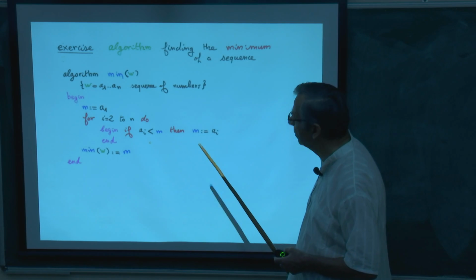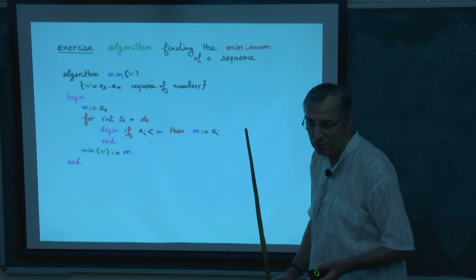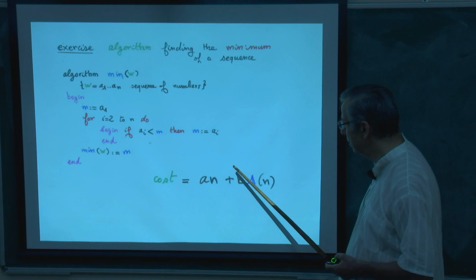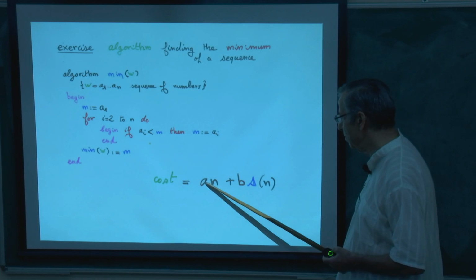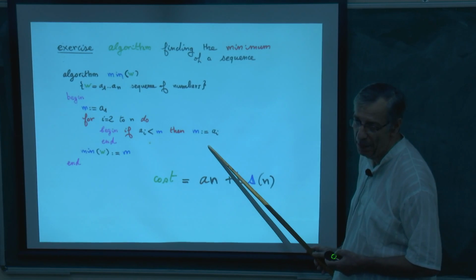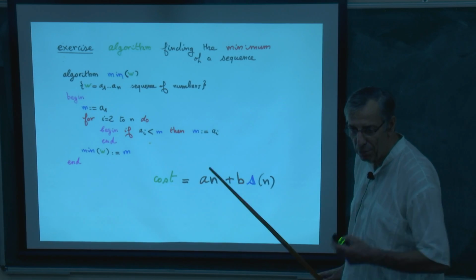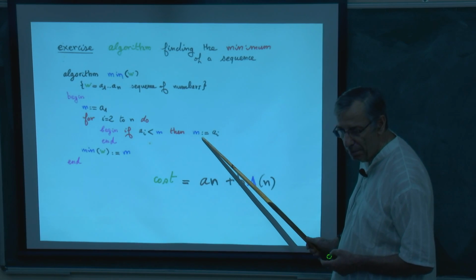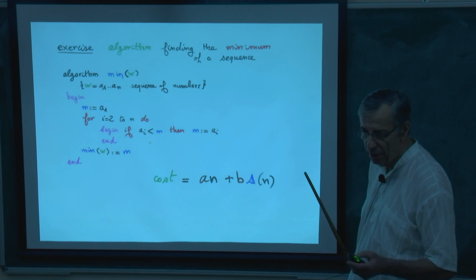M is the current minimum element, and you want to find the cost. What is the average cost of this algorithm? What is the cost? You have to read each of the n letters, so maybe it's some constant a, and b, and then each time you replace m by ai. The number of times you replace the current minimum will be exactly this parameter, the number of left to right minimum elements.